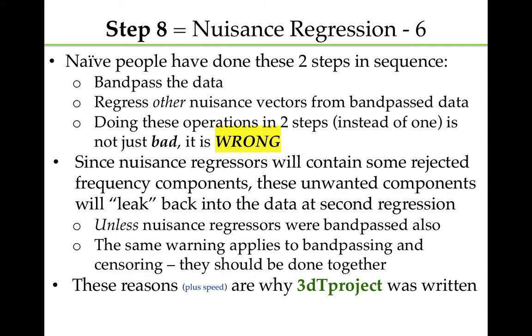Since nuisance regressors will contain some of the rejected frequency components, say they take some of the white matter signals, those will have some low frequency and high frequency stuff. When you finally apply the regression after the bandpassing, some of those will leak back into the results, and that will provide long distance correlations that don't exist. Now there are ways around that to do it in 2 steps, but it's just easier to do it in 1 step and then you don't have to think about it. These reasons are why 3dTproject was written. That plus the speed reason, of course.